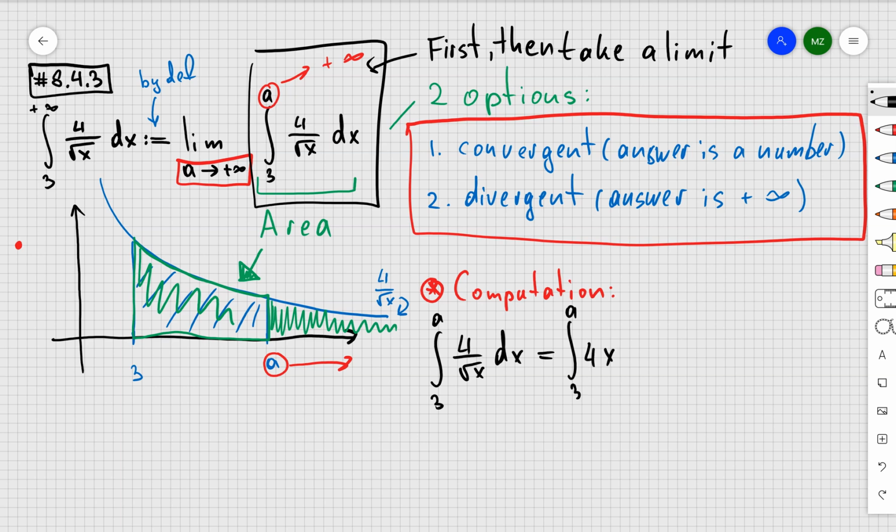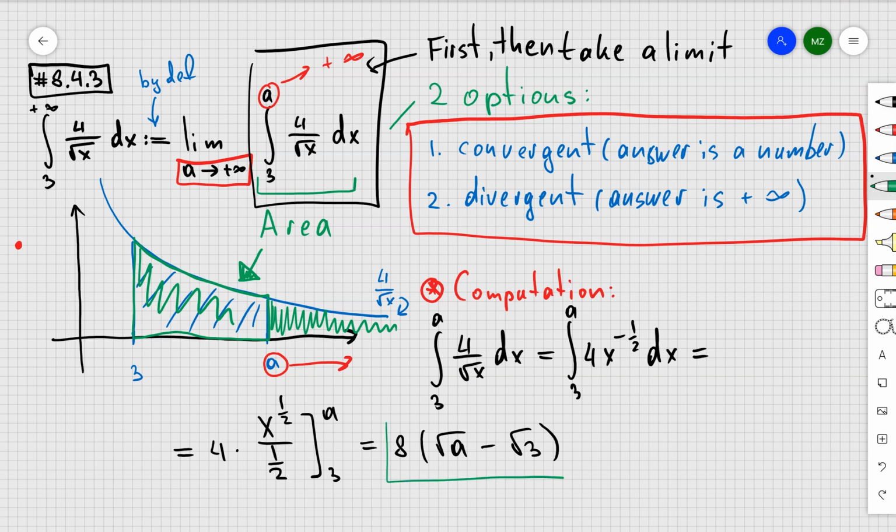For that, you can see if I do a simple algebra manipulation, square root of x is equal to x to the power 1/2. And then I can move the power to the top, so I'll put a negative sign. After applying the power rule, I will get that my answer is going to be 8 times square root of a minus square root of 3. And this is step 1.